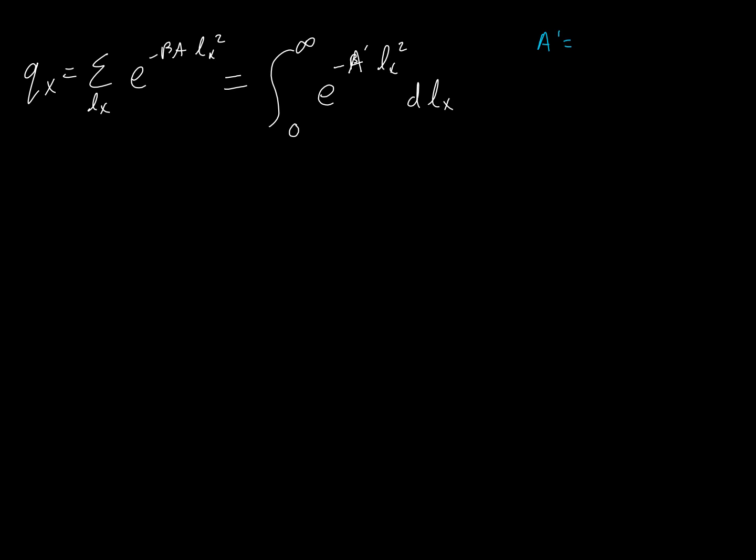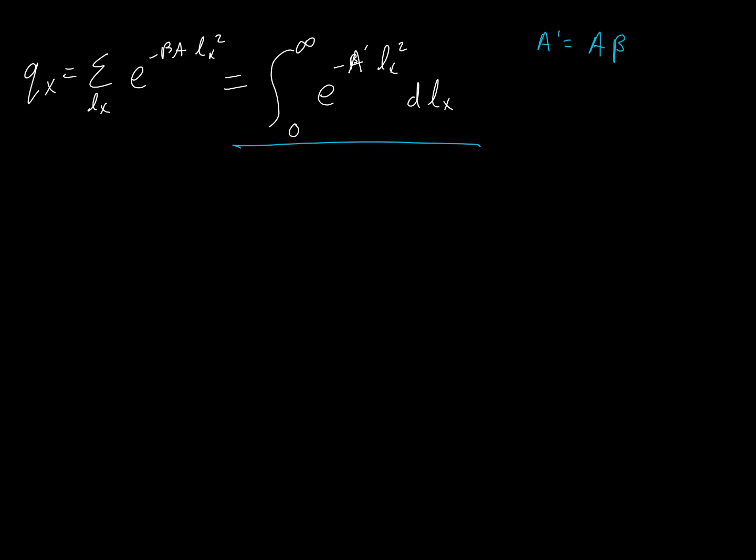So we're going to say that Qx is equal to the summation over Lx, and we are going to say this is exactly equivalent to integrating from 0 to infinity. So actually I'm going to call this A prime, where A prime is just equal to A times beta, just to make things a little bit simpler for the integration.